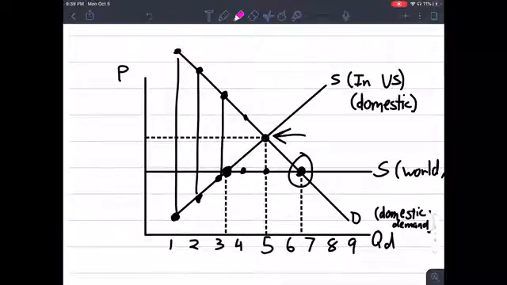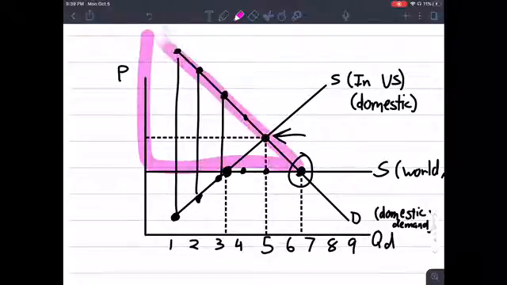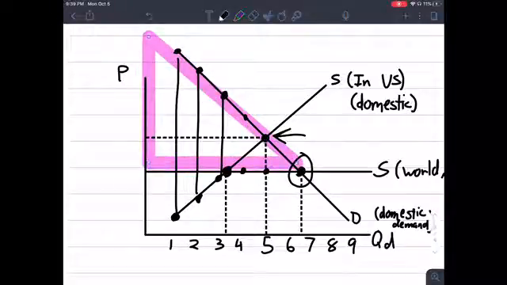Because we've expanded, or the price has decreased, I should say, the price has decreased from the original equilibrium of just the domestic side. We now have this entire triangle right here that is consumer surplus because they were willing and able to obtain the product for that price, and then made the purchase all the way up into here.